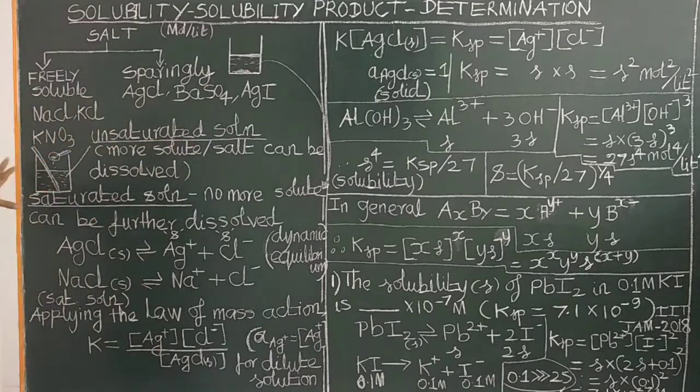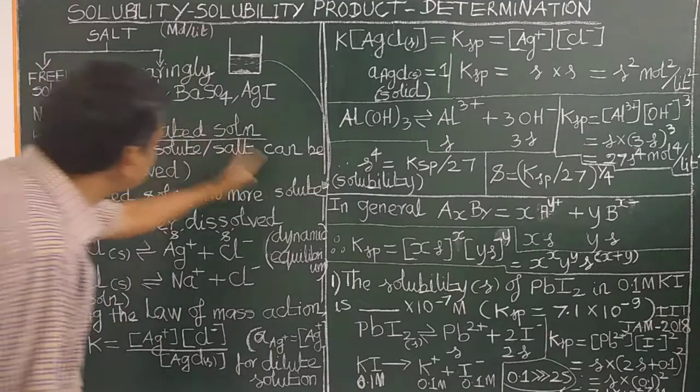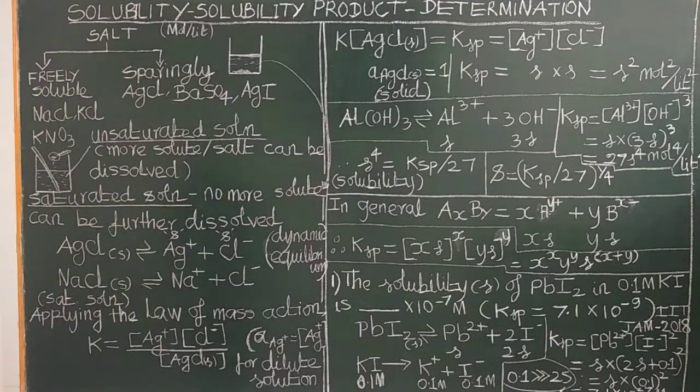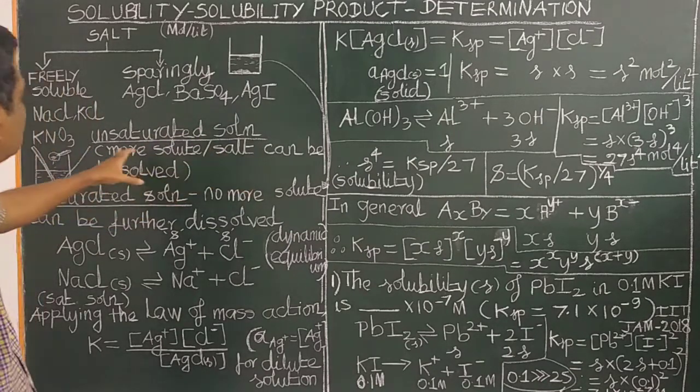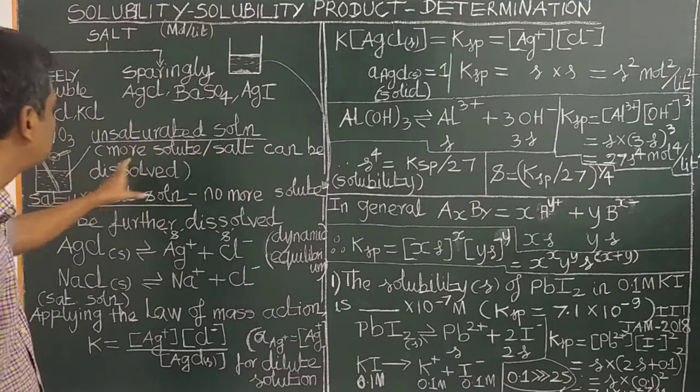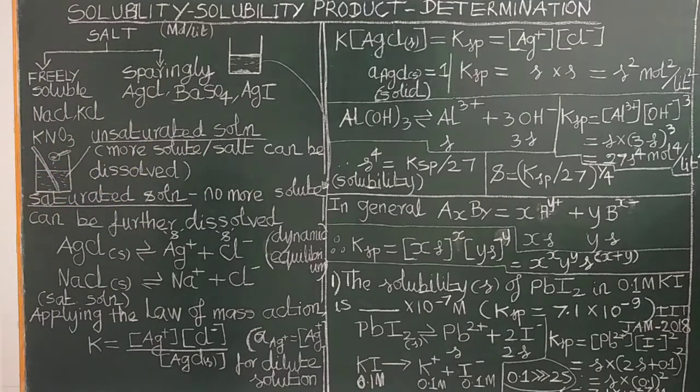Okay. So let us now see what are unsaturated solution and saturated solution. Now when you add a freely soluble salt to water, it will be soluble. More and more salt will be soluble. And what is unsaturated solution? It is one in which more salt can be dissolved. This is unsaturated because more solute, more salt can be dissolved.